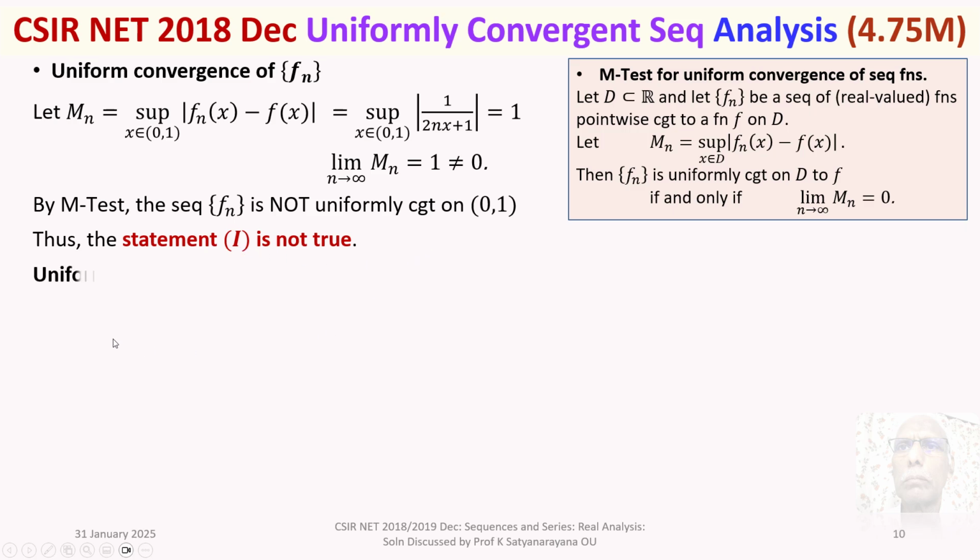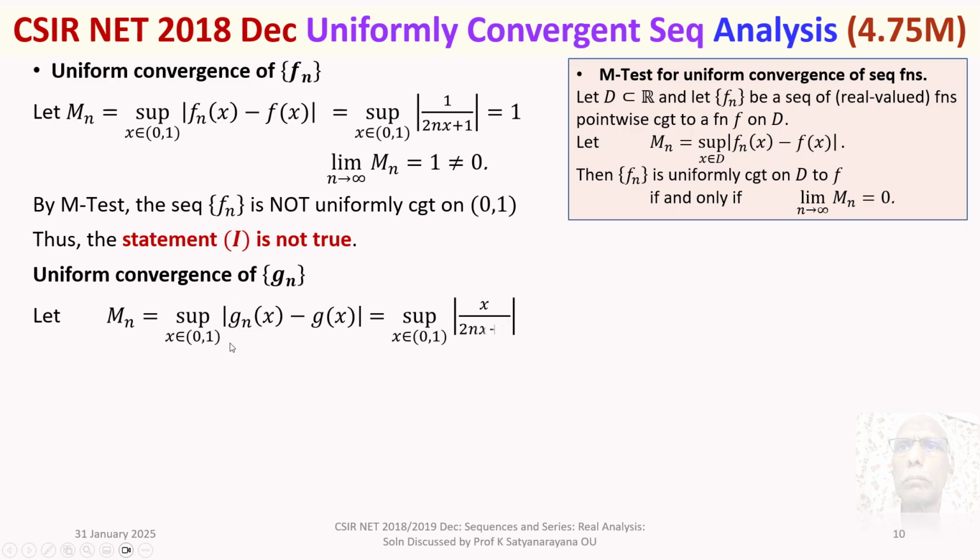Now, we talk about uniform convergence of the sequence Gn. Let Mn be the supremum over x belongs to 0 to 1 of mod of Gn x minus G x, that is equal to the supremum of mod of x by 2nx plus 1, taken for all x belongs to 0 to 1, and g of x is 0. That is why only mod Gn x is coming. So what is the supremum of this?